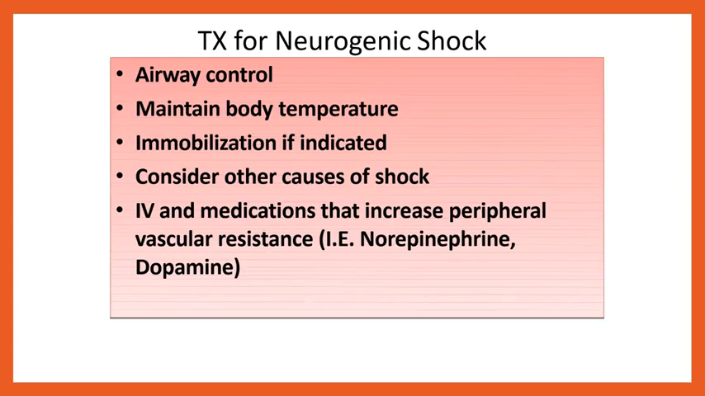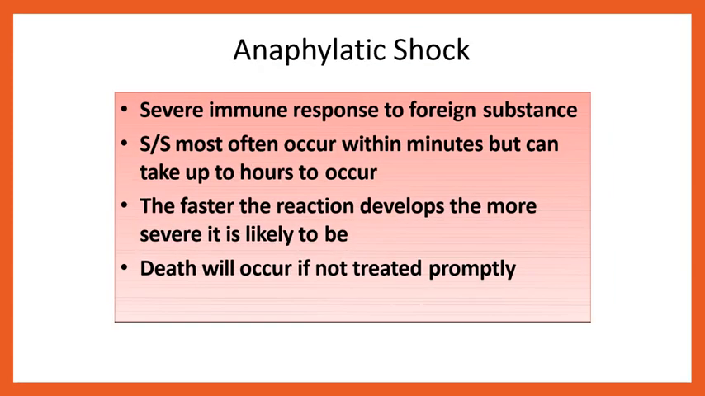The treatment is again airway control, maintaining the body temperature, immobilization of the person if indicated, considering the causes of shock, and IV administration of fluids and medications that increase the peripheral vascular resistance. Because the sympathetic adrenal glands are not releasing epinephrine and norepinephrine, we need to administer them intravenously. And then dopamine, which is an inotropic.